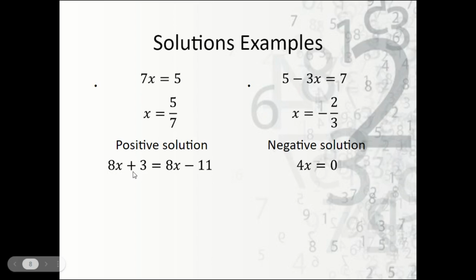Here we have 8x plus 3 and 8x minus 11. Well, I should notice that in order to combine these, I'm going to have to subtract 8x from both sides at some point, and I'm going to get 0. So my x completely drops out. So therefore, this is no solutions. Now here we have 4x equals 0. Well, we know if we divide by 4, 0 divided by anything is going to be 0. So this is just 0 solution.